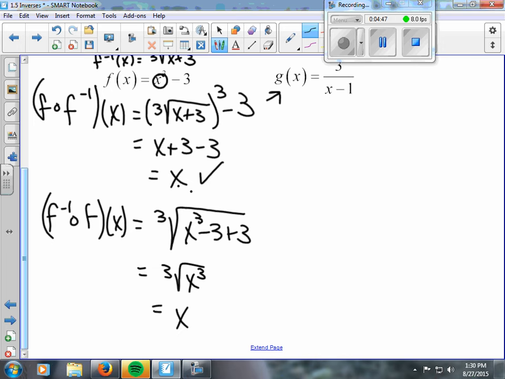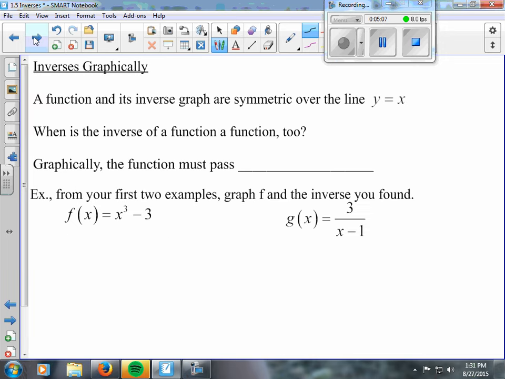So you can pause it and work on that one now. Compose G and G inverse. We got G inverse on the previous page. And then G inverse and G, and make sure you get x. This is algebraically not quite so fun, but I want to check and see that you can do these algebra operations, and then I'll work with you one-on-one if you can't get that right.